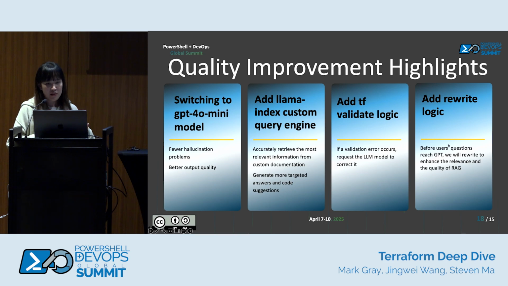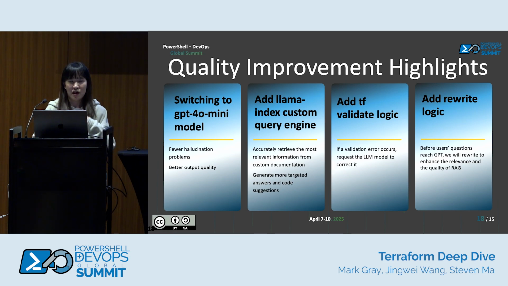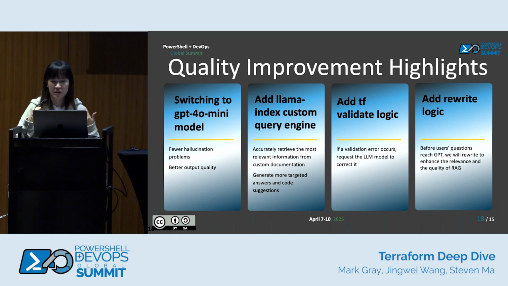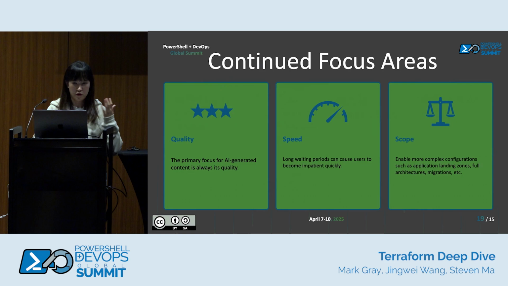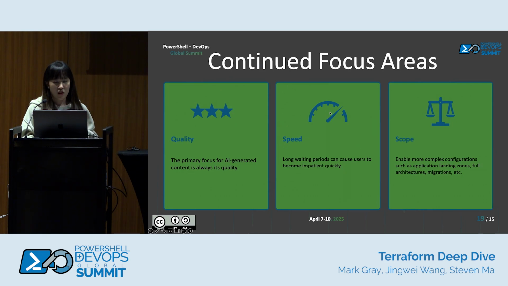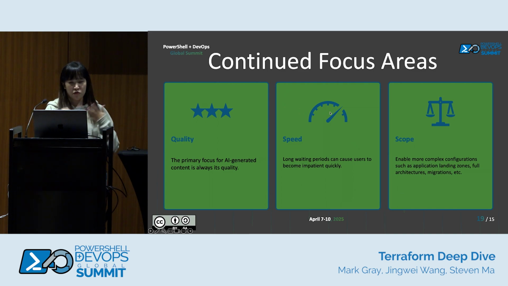And the fourth one is that we have added rewrite logic. This means that when you ask the Copilot a question, before your question actually reaches the GPT model, we rewrite your question at the very beginning to enhance the relevance and quality of the RAG model here. So that is all the quality-related improvements that we have made in the last few versions of our GPT model. And on the horizon, we will continue to focus on those areas.